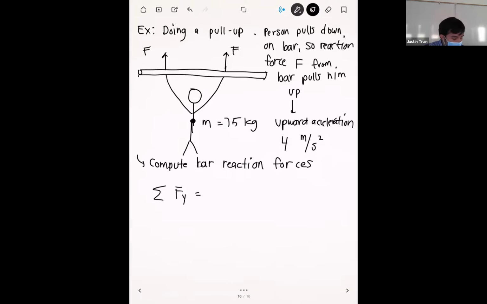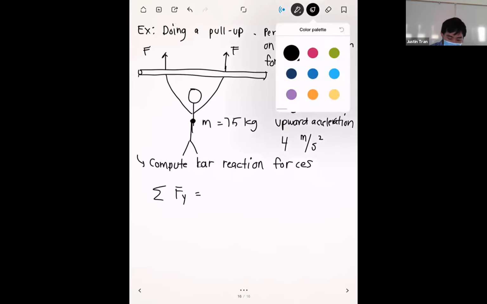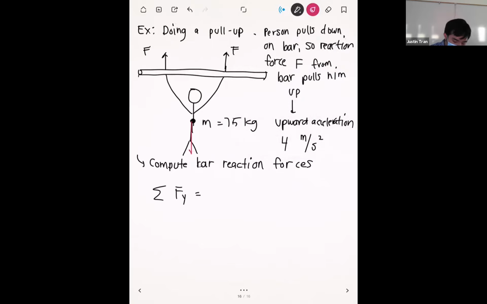Just like we've always been doing in the static case, we're going to do a sum of the forces. If we consider the two upward forces on the bar as F, opposing F is going to be gravity, so we have a downward force of M times G. The sum of the forces in the Y direction, we're going to have 2F, because we have one F on each hand. We're going to subtract mg because mg is going in the downward direction, and this is all going to be equal to ma.